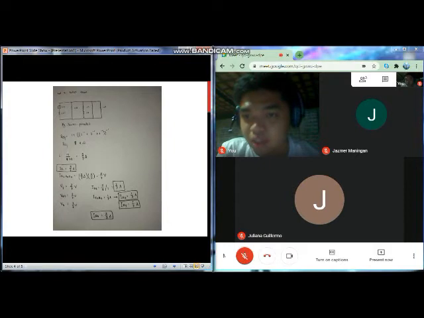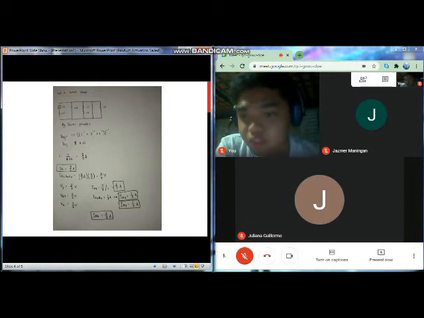Then to get the current by Ohm's law, 1 volt, the voltage source, over 1.4 resistance goes to 5 over 7 amperes. So since ito ay naka-series, ang IR1 natin dito ay 5 over 7 din, 5 over 7 amperes. So IR2, IR3, and IR4 is equal to 5 over 7 A times 2 over 5, which is equal to 2 over 7 volts.